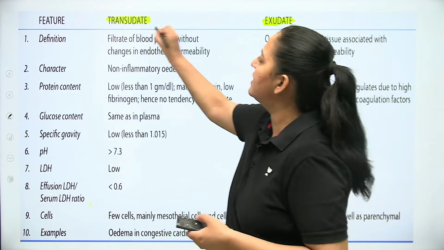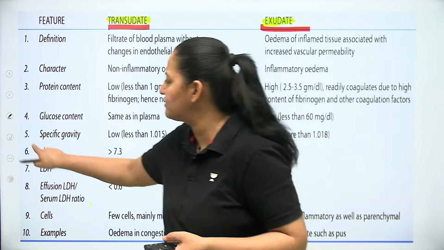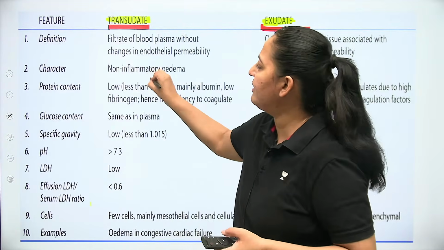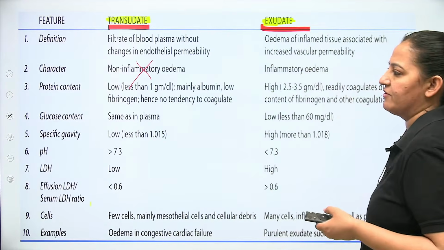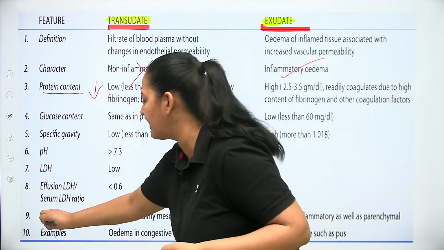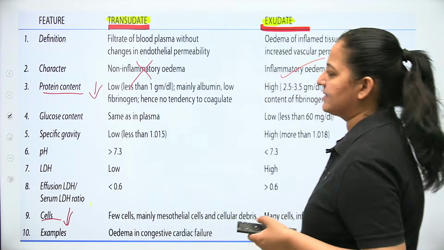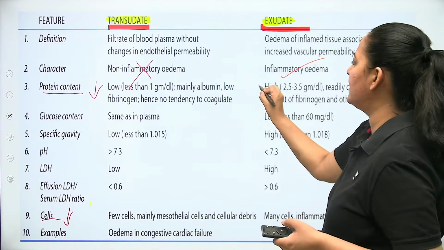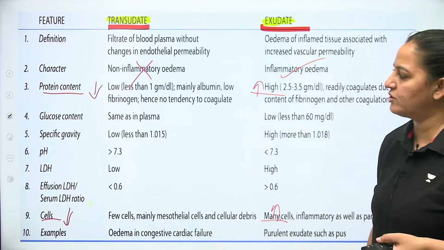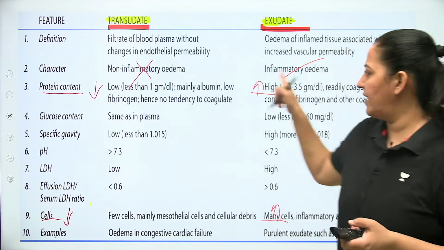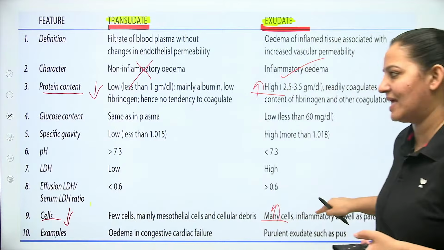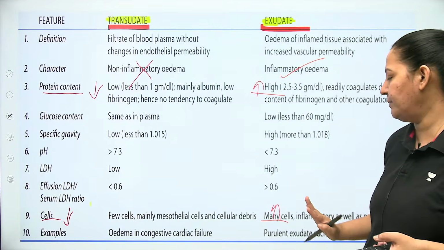Now see transudate and see exudate. Tell me the differences between them. Who will tell me? Transudate is non-inflammatory edema, and exudate is inflammatory edema. In transudate, the protein is less and cells are less. In exudate, the protein is high and the cells are many. So first write down the definition. It is non-inflammatory, it is inflammatory. Here protein less, here protein more. Here cell less, here cell more. You got my point? Give me a thumbs up.